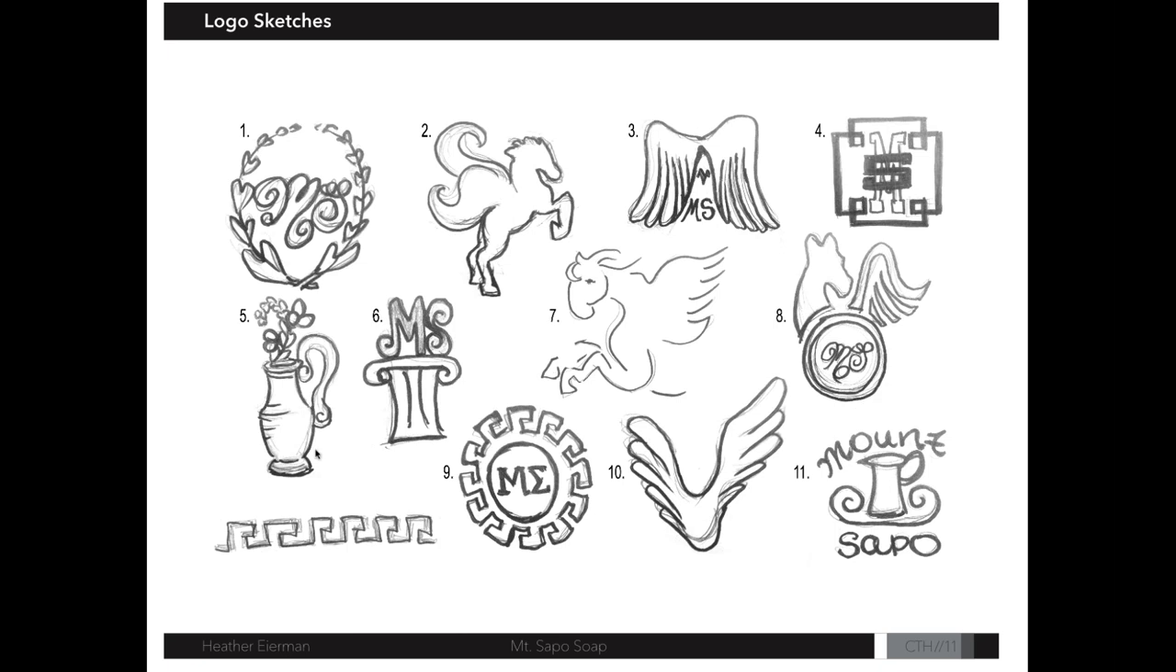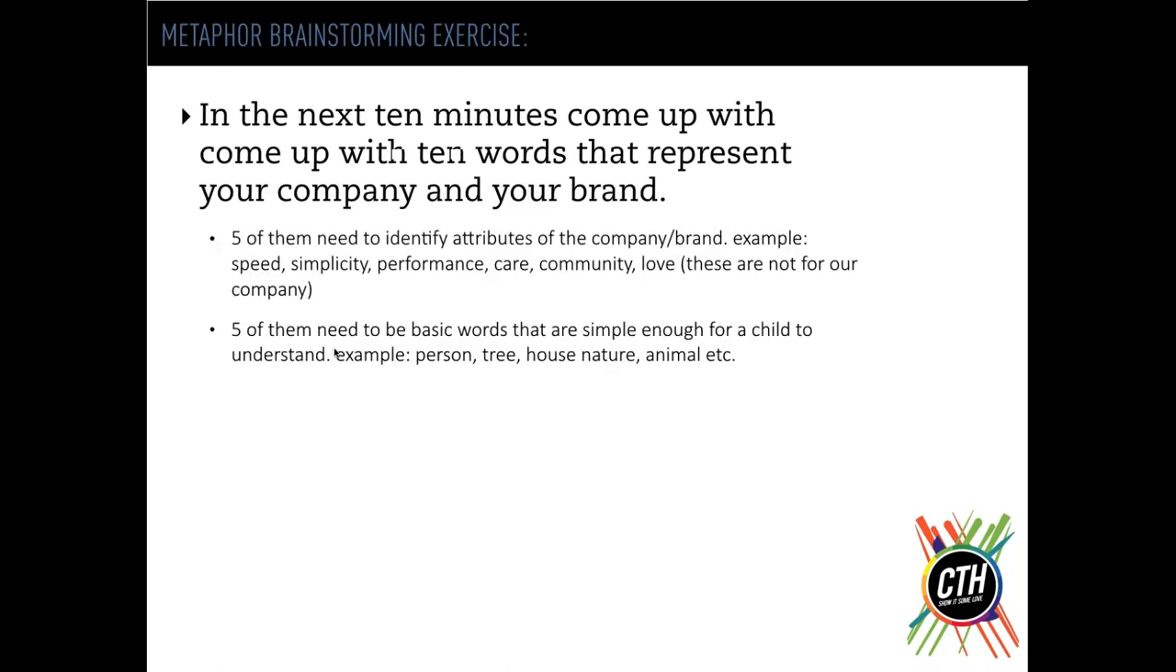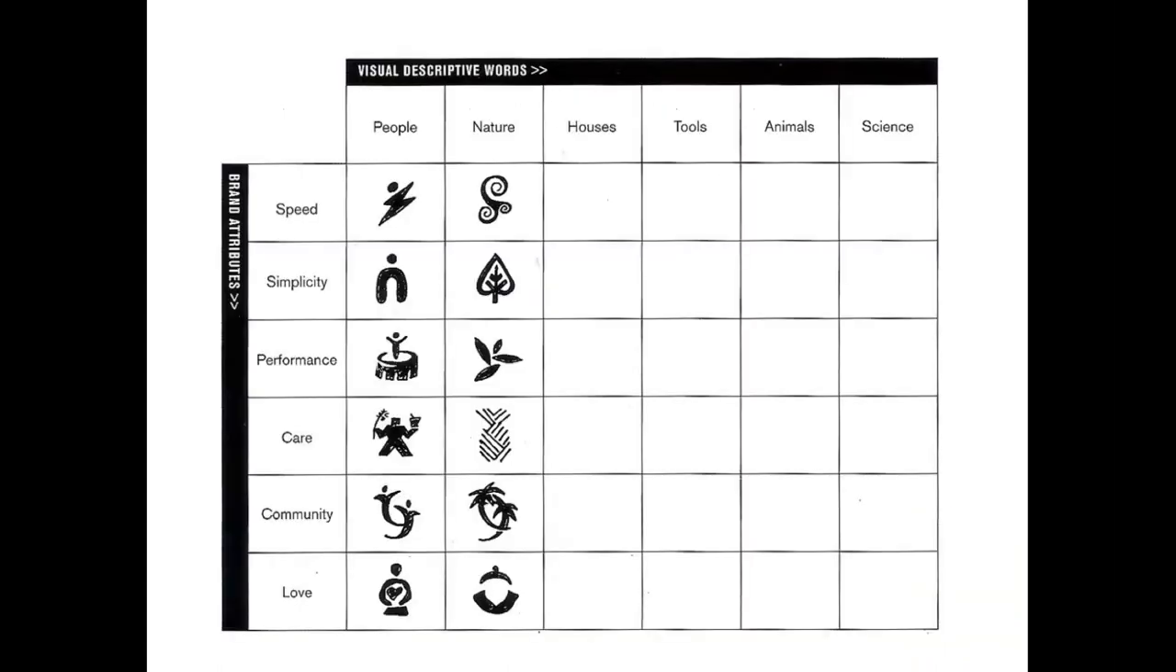different things. Now, in the assignment, on FSO, you'll see this visual metaphor matrix exercise. This is not the assignment itself. This is a tool that you may or may not use to come up with ideas. And I'll just briefly explain it. What you're going to do is create a matrix, with ideas that are sort of adjectives on one side and nouns across the other. And you try to draw a picture of the intersection of those things.